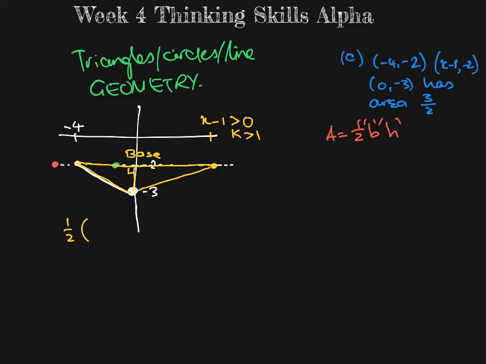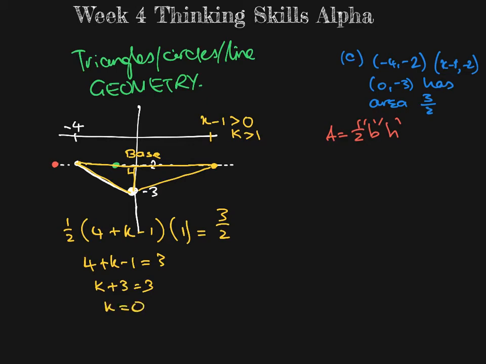Now the base is going from -4 to the origin, and that's 4, and then it keeps going another k minus 1. So there's the base, and the height, well, the height is going from -2 to -3, so it's gone down 1, so it's a height of 1. And I know what that area is. I've been told it's 3 over 2. So I'm going to double both sides, giving me 4 plus k minus 1 is 3. So k plus 3 is 3. So k is 0.